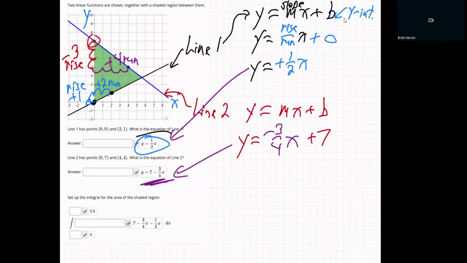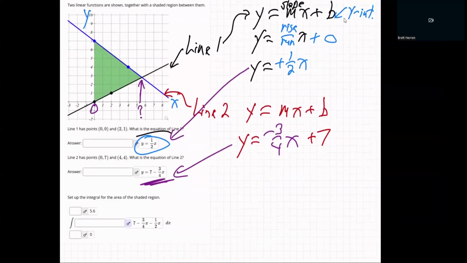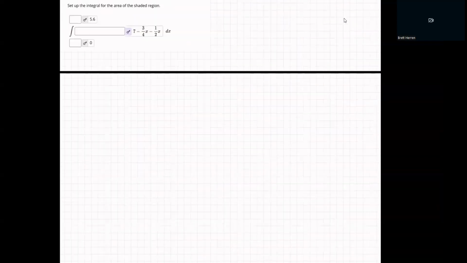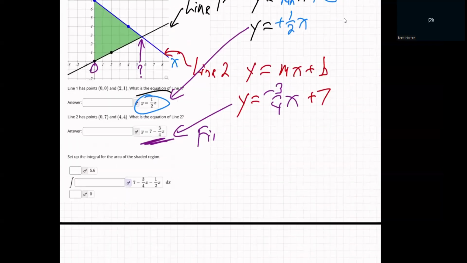integral to find that area? Well, you would have to go from where they start to where they intersect. So they start here at 0, but they intersect right here, somewhere between 5 and 6. How do they find out where that is? Well, to find the intersection point, that's a little tricky. Let me show you.